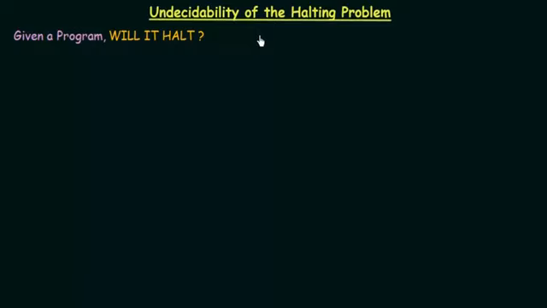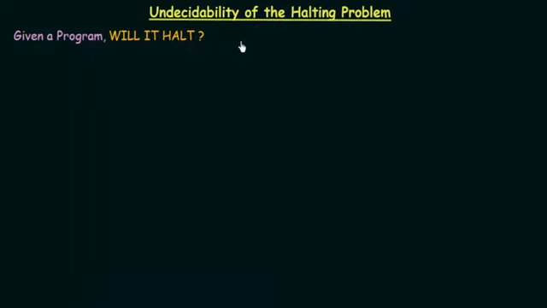In the previous lecture, we studied the halting problem, and we said that the halting problem is undecidable. Now, in this lecture, we will see more on the undecidability of the halting problem, and how we can prove that it is actually undecidable. Alright, so the halting problem was, given a program, will it halt?